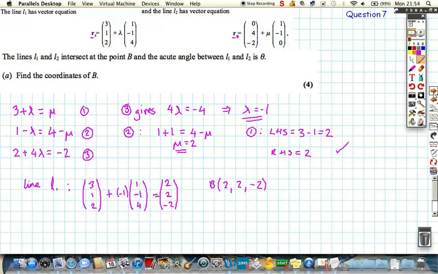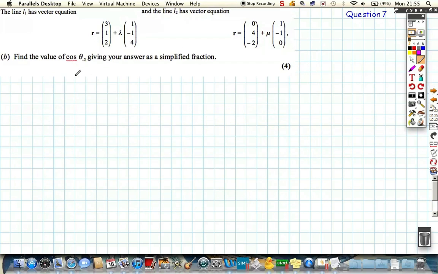Okay. Now we're asked for part B. We're asked to find the value of cos theta. Now, anything to do with vectors and cos theta, we need to recall our dot product or scalar product, which says that the vector a dot with the vector b is the magnitude of a, magnitude of b, multiplied by cosine theta. So that means we can rearrange this equation and give us cosine theta is equal to a dot b, all divided by magnitude of a multiplied by magnitude of b.